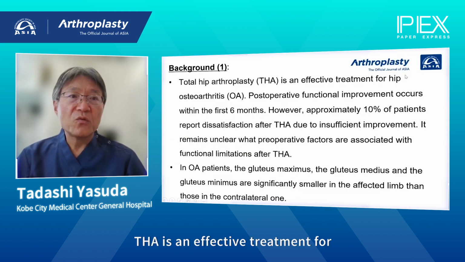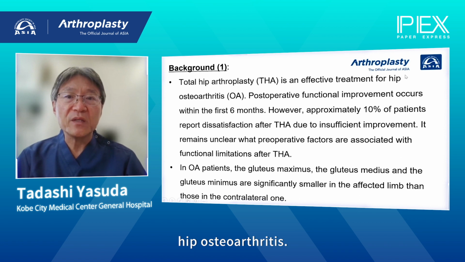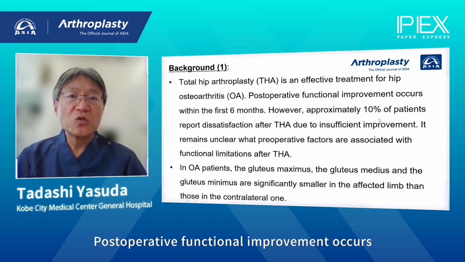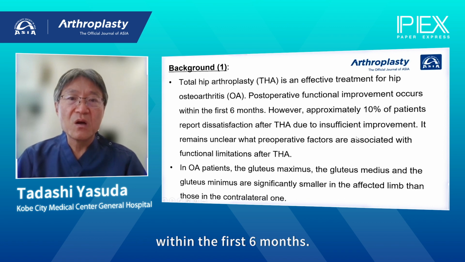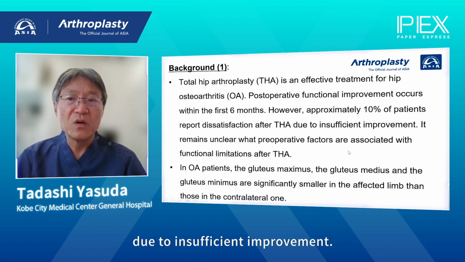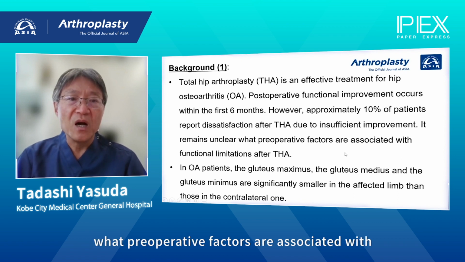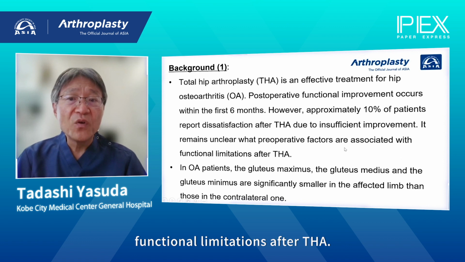THA is an effective treatment for hip osteoarthritis. Postoperative functional improvement occurs within the first 6 months. However, 10% of patients report dissatisfaction after THA due to insufficient improvement. It remains unclear what preoperative factors are associated with functional limitations after THA.